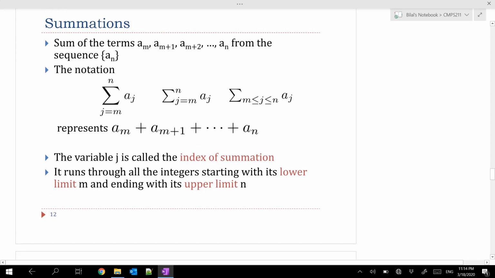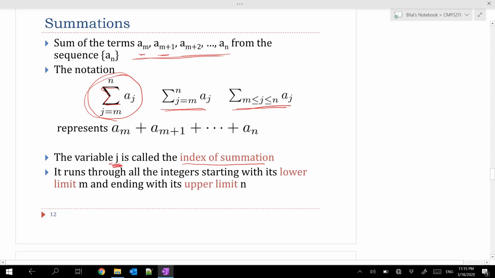Well, first of all, what's the notation for the summation? If you have terms a_m up to a_n, and you want to talk about their sum, just denote it this way. Use the sigma symbol and say it's the summation of all the a_j from j equals m to n. You can also write it in this way or in this third manner. We will use this one particularly in this course and in the exams, but just be familiar with the two other notations in case you see them in any other textbook or online. The variable j is called the index of summation.